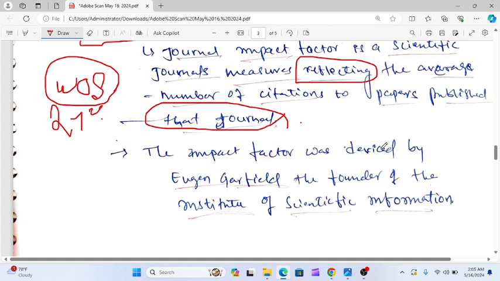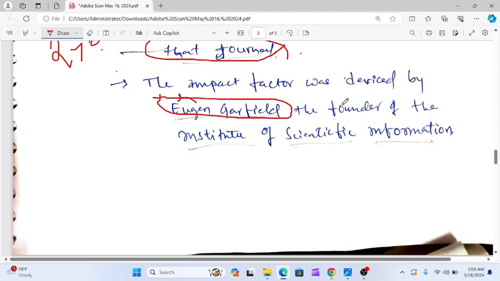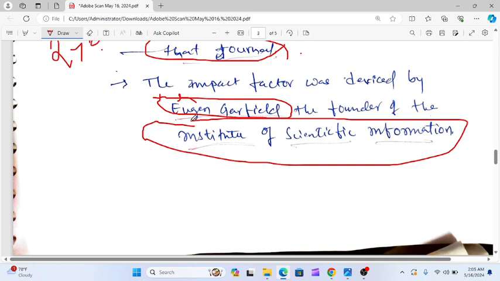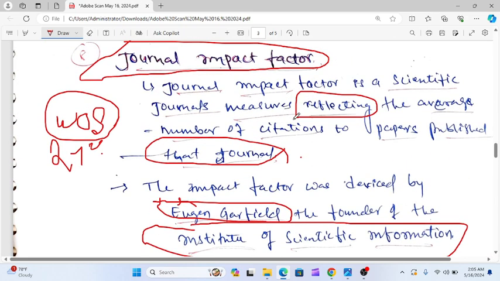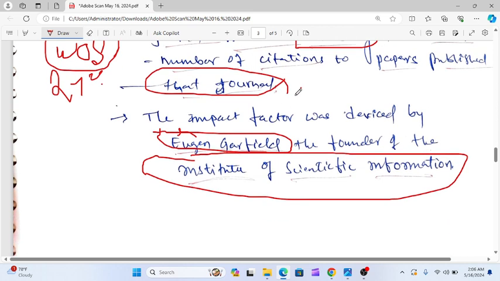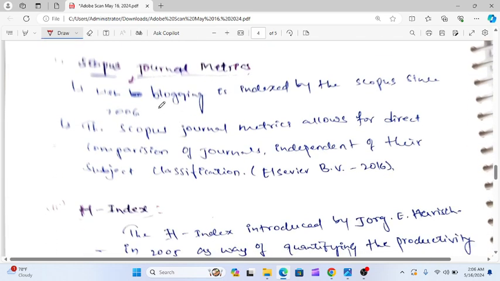The impact factor was devised by Eugene Garfield. This question is asked many times. So what is the importance of this impact factor? Eugene Garfield was the founder of the Institute of Scientific Information. So you have to remember that the impact factor is a journal metric developed by Eugene Garfield from the Institute of Scientific Information.